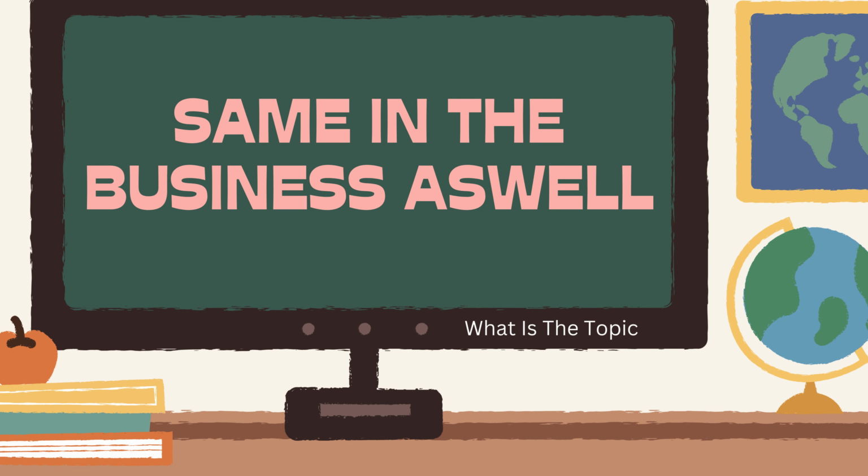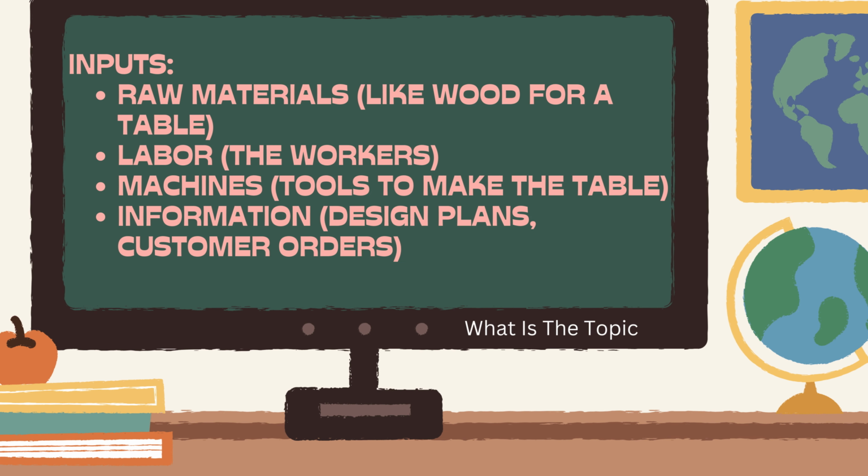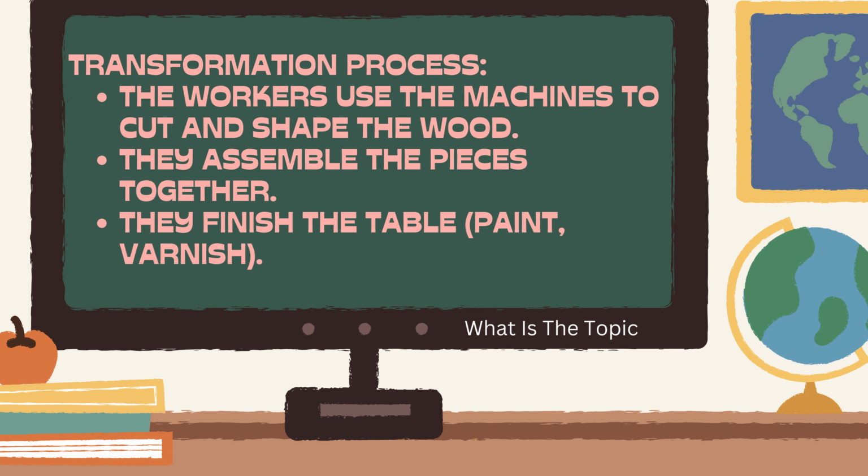In business also it is the same. Inputs are raw materials, like wood for a table. Labor are the workers. Machines are like tools to make the table. Information is like design plans and customer orders.